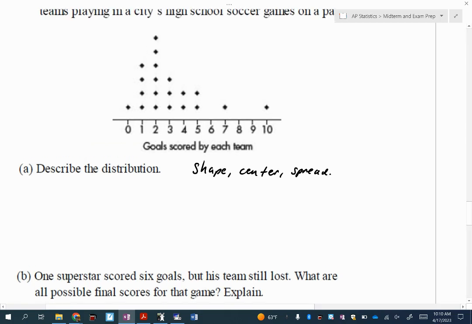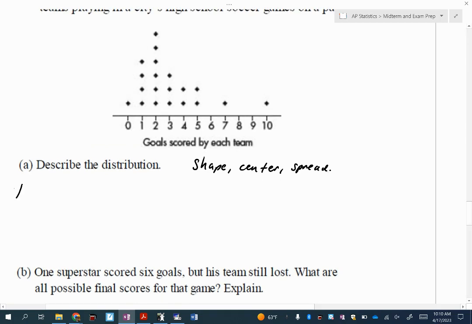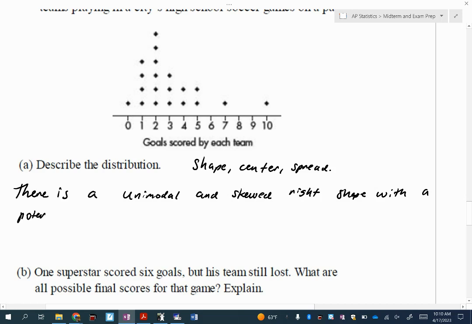All right, so you want to go to shot? Go ahead. It's unimodal, skewed to the right with a potential outlier. And okay, the median is 2. Hold on. There's a unimodal and skewed right shape with a potential outlier, I heard. Is that 10? I mean, the outlier is 10, right? You're thinking 10 goals? Wow, that was a good game for that team.